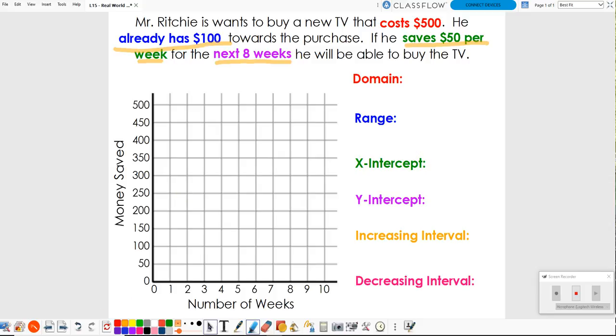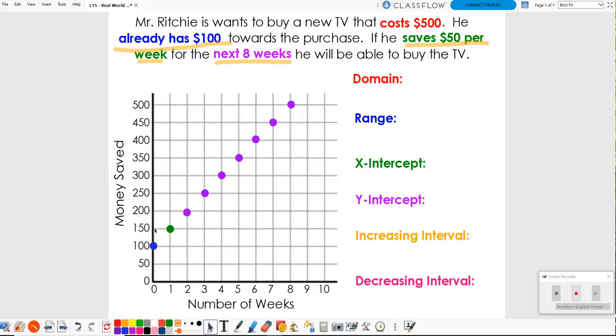So what we need to do first is put this information into a graph. So we know that he already has $100. So what that means is right now at 0 weeks, he already has $100 saved. So when we put that on the graph, for 0 weeks, he has $100. The next thing we're told is that he's going to save $50 every week. So after 1 week, he'll have $50 more than he has now, which will give him $150. And every week, it's going to increase $50 for the next 8 weeks.